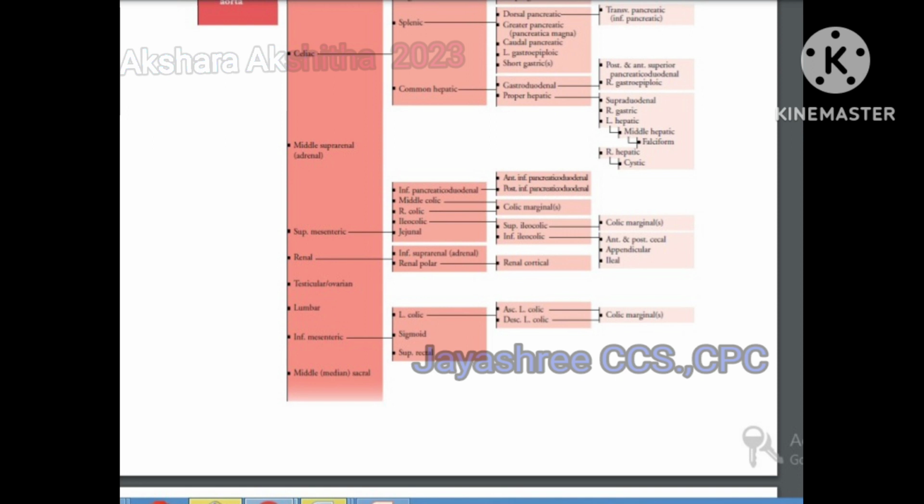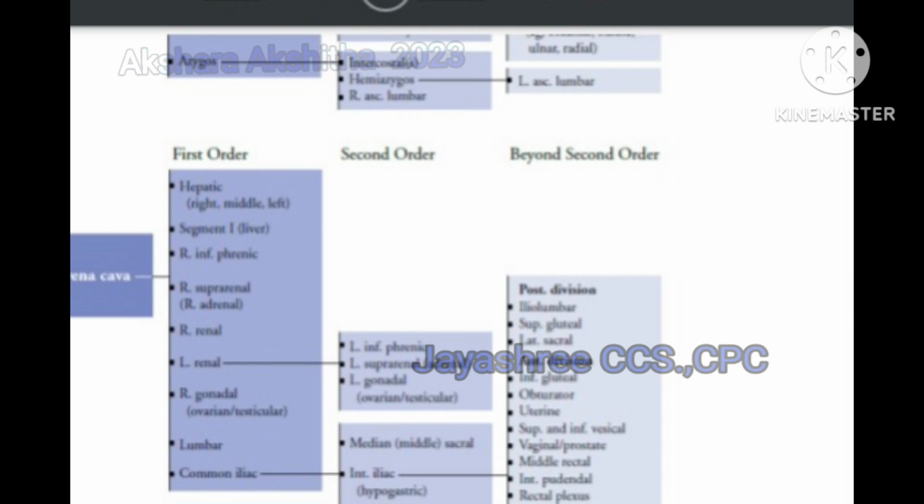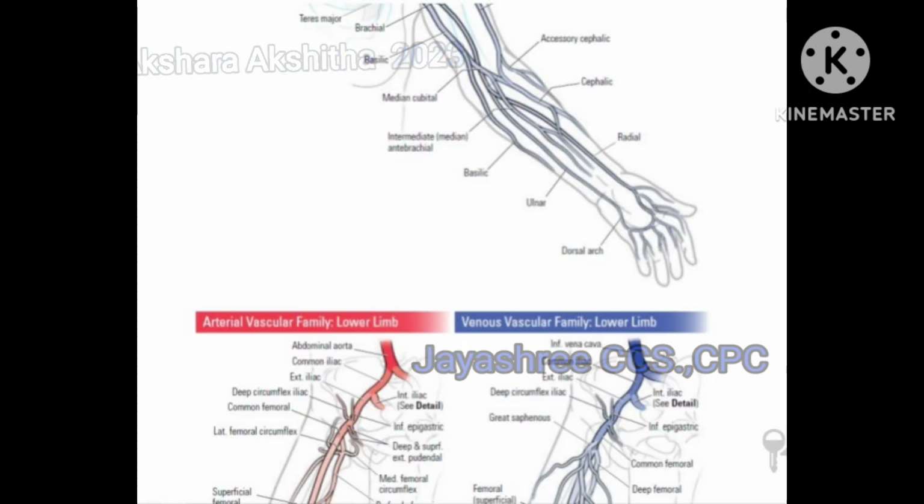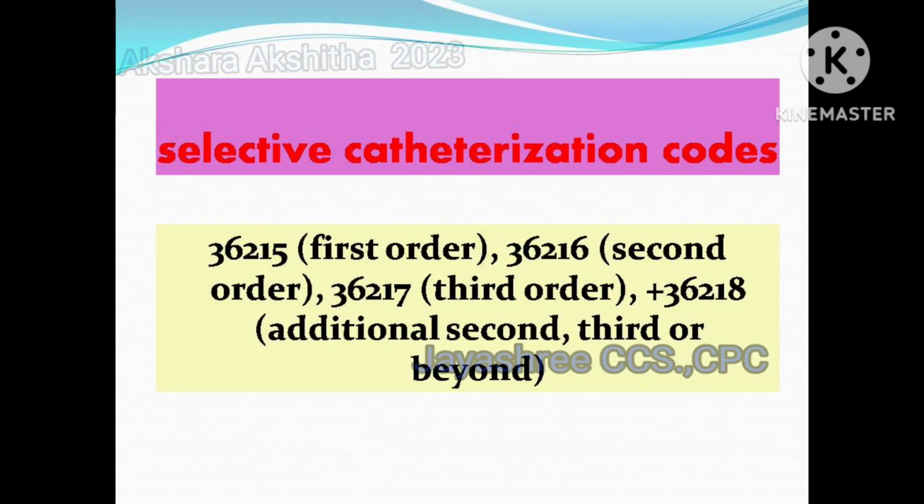For example, the right vertebral comes under the third order, and the right common carotid artery comes under the second order. The right and left coronary arteries come under the first order. Like this, from these trees you can identify, and from the diagram also. First you have to identify from Appendix L which arteries come under which order. Once you identify the orders, then you have to come to the tabular list.